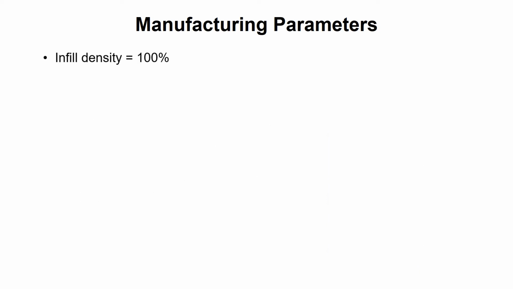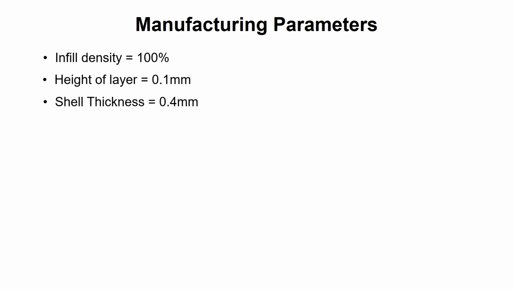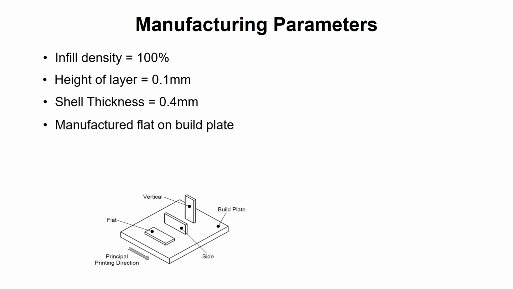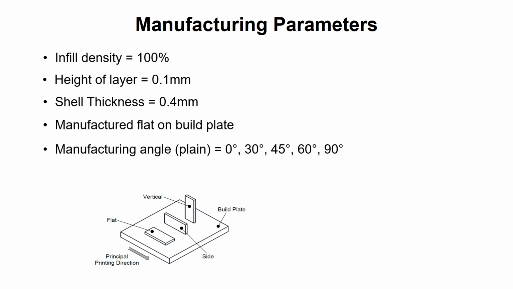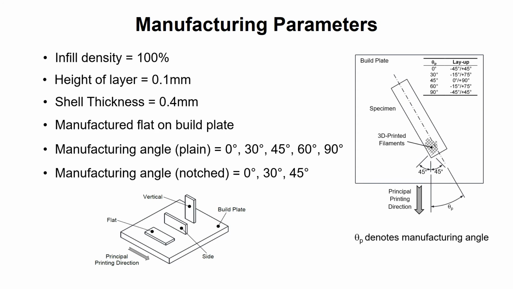The infill density of the specimens is set at 100%. The height of each layer is 0.1 millimeter, whereas the shell thickness is set to 0.4 millimeter. The specimens are manufactured flat on the build plate as shown in the diagram. The manufacturing angle for plain specimens is set at 0 degrees, 30 degrees, 45 degrees, 60 degrees, and 90 degrees, whereas the manufacturing angle for notched specimens is set at 0 degrees, 30 degrees, and 45 degrees. The material layout and the corresponding manufacturing angle is shown in the diagram on the right.